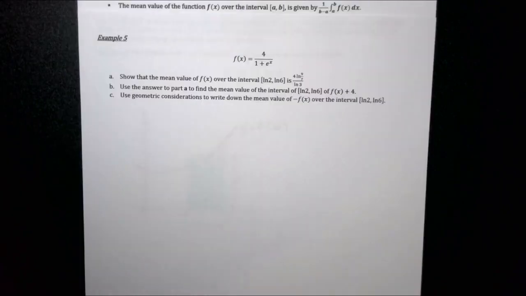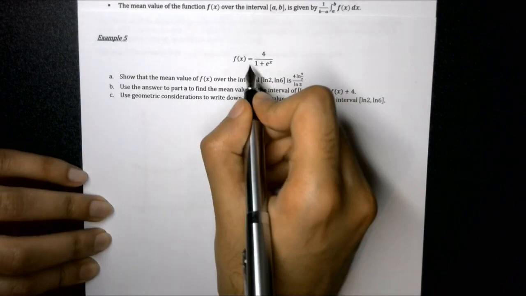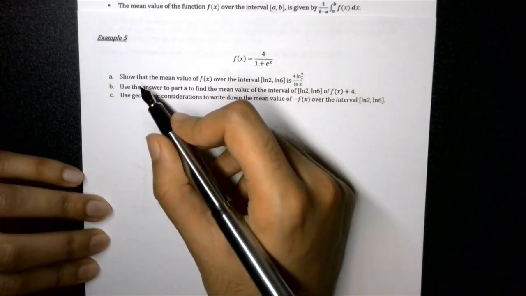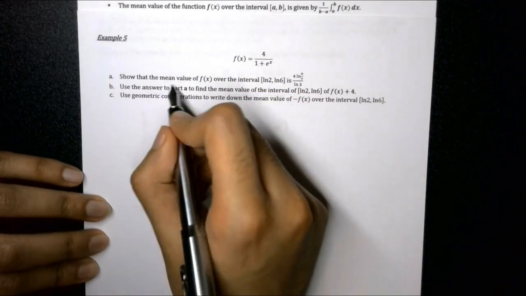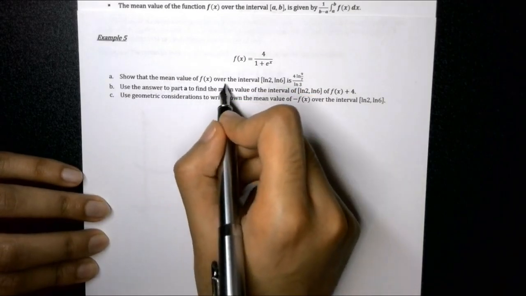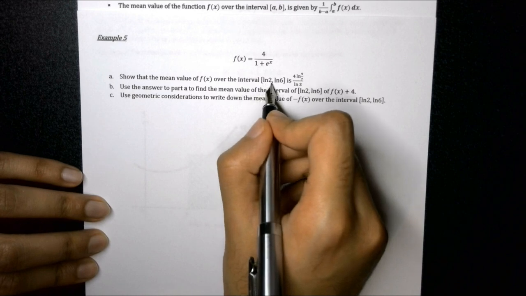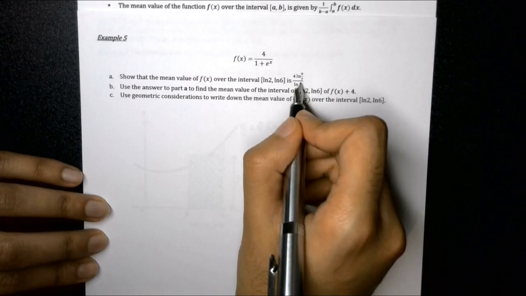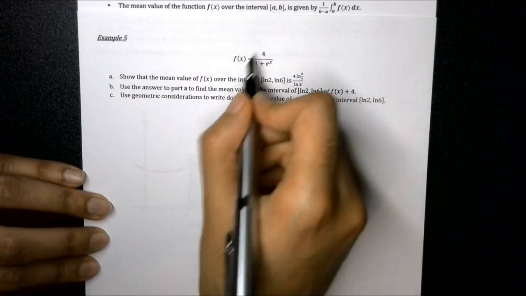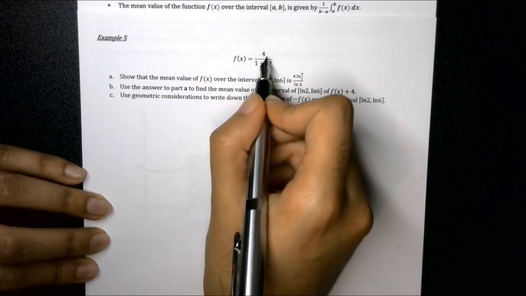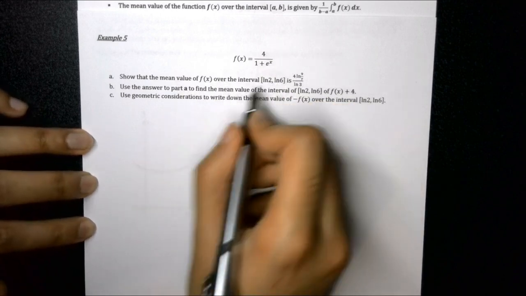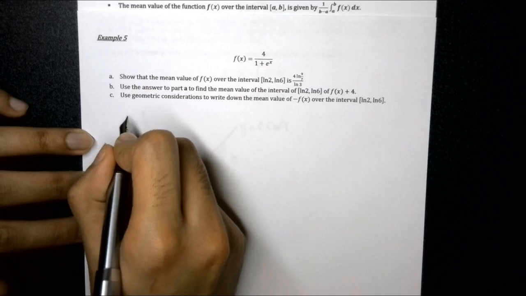Number 5. We're given f of x equals 4 over 1 plus e to the x, and we have to show that the mean value of f of x over the interval natural log of 2 to natural log of 6 is equal to 4 times the natural log of 9/7 divided by the natural log of 3. Well, first of all, let's consider this integral from natural log 2 to natural log 6.